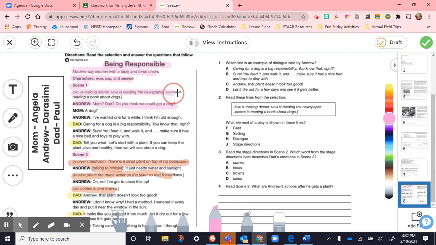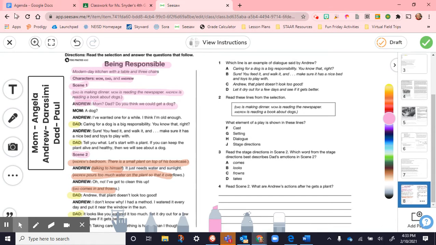The stage directions are really what set apart these dramas, because I can read a fiction book, and a fiction book has a setting. It has a problem and a solution. It has a title. It has characters. It has dialogue. It has all of the same things. But these different scenes and these stage directions that tell the reader what to do really set apart dramas, and help identify the text as a drama.